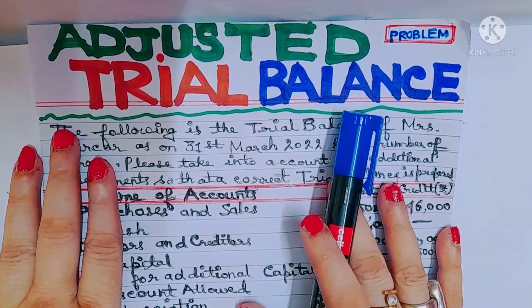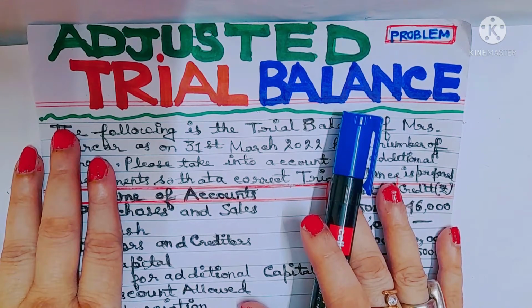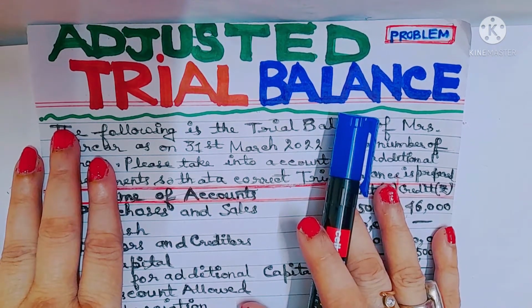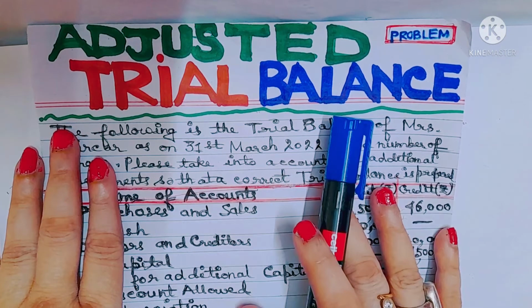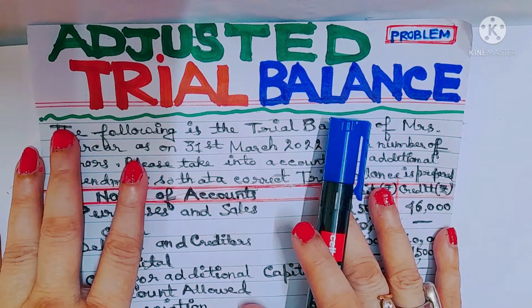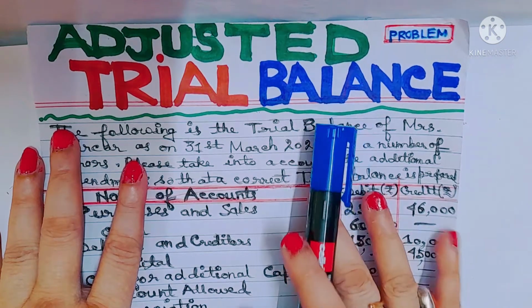Okay, what is adjusted trial balance? As we all know, a trial balance is a list of closing balances of ledger accounts at a particular point of time, whereas an adjusted trial balance is a list of general accounts and their balances at a point of time after the adjusting entries have been posted. Now, what is the difference? Always remember, a trial balance is prepared first, whereas adjusted trial balance is prepared post trial balance.